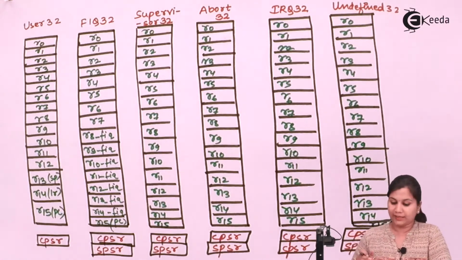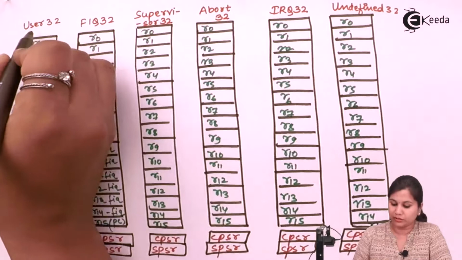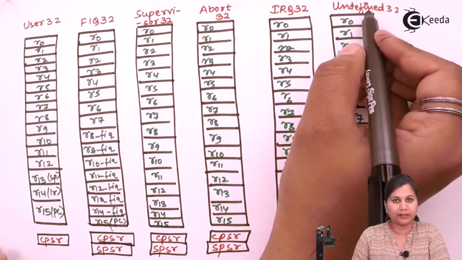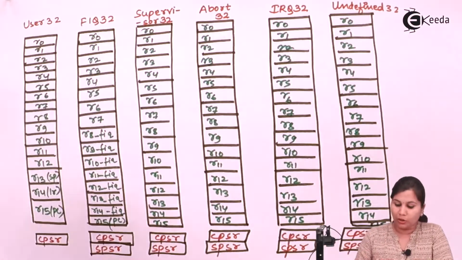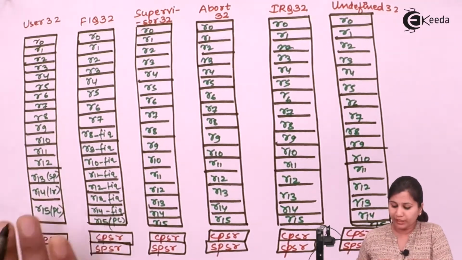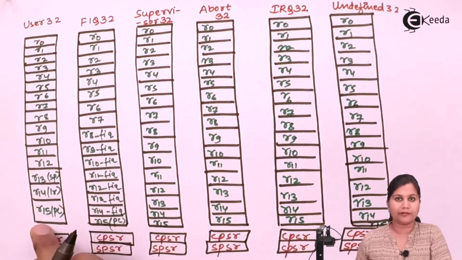So you can see that these are the different modes of the ARM processor: user 32, FIQ 32, supervisor, abort, IRQ, and undefined. These are some of the modes of the ARM processor. Now, in each of these modes, the function of the registers will be different. Here we have shown the 16 registers from R0 to R15.